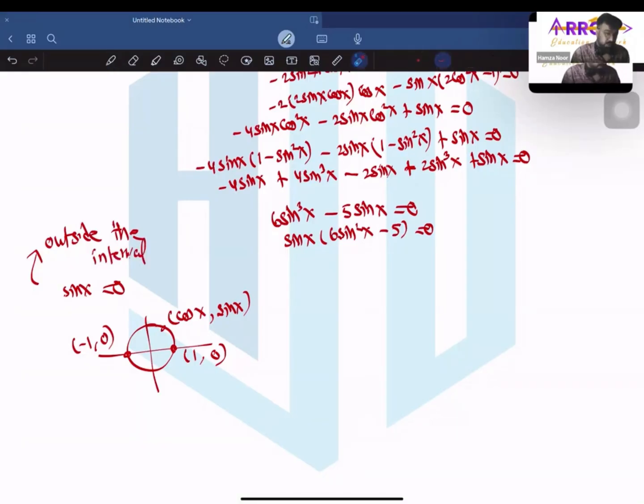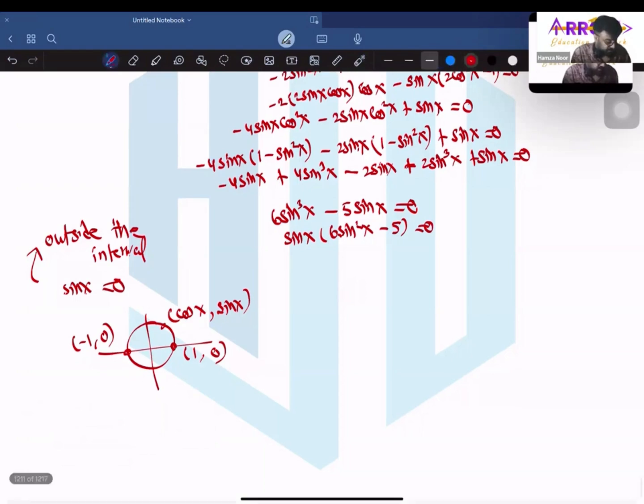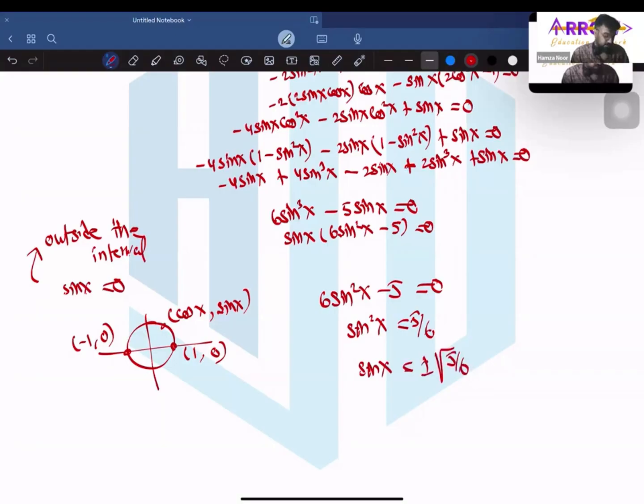So if you solve this equation, sine x is equal to 0, what you get is x is equal to 0, pi, or 2 pi, and so on. However, x equal to 0 is excluded in the interval, so we can simply reject it. And then we have 6 sine square x minus 5 is equal to 0. So sine square x is equal to 5 over 6, meaning sine x is equal to plus minus under root of 5 over 6.